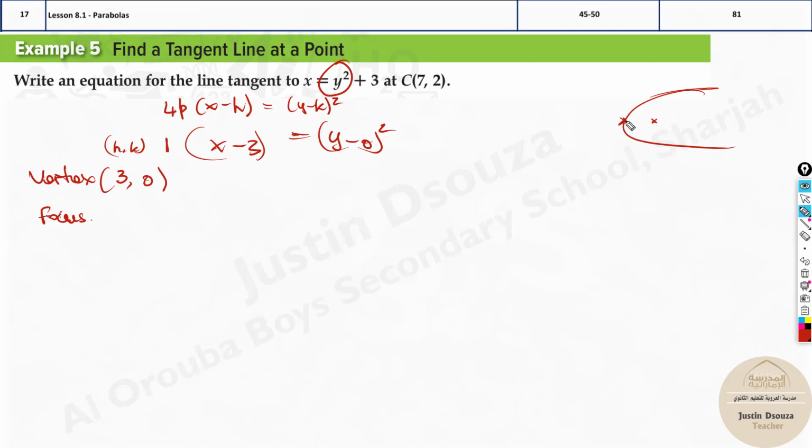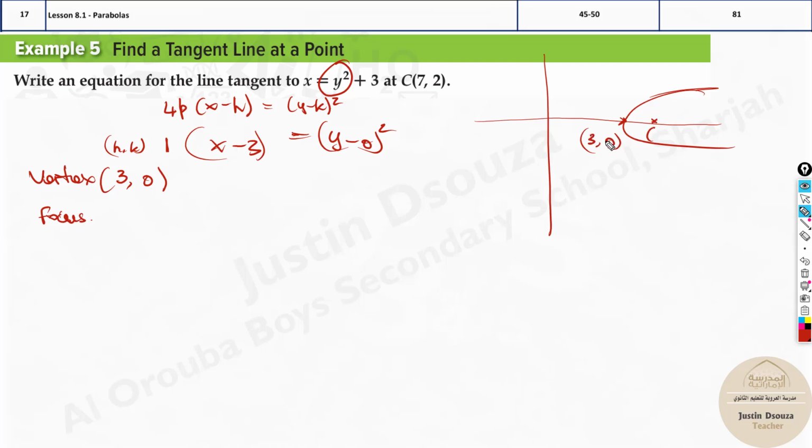Focus is somewhere over here. So now this vertex is (3, 0). What can I tell about this focus? Is the x value the same? Is it moving along the x-axis? So this is the x-axis and the y-axis is the vertical line. Is it moving along the x-axis? Yes, from here to here it has jumped. This is 3, so it must be more than 3 no matter what.